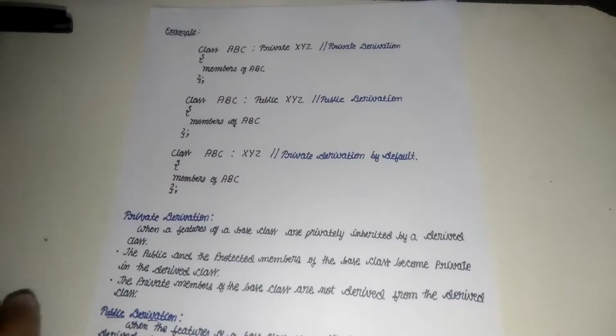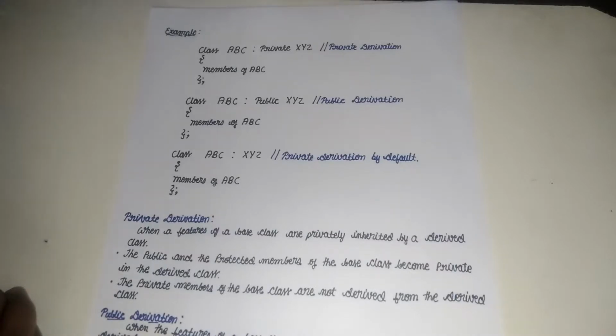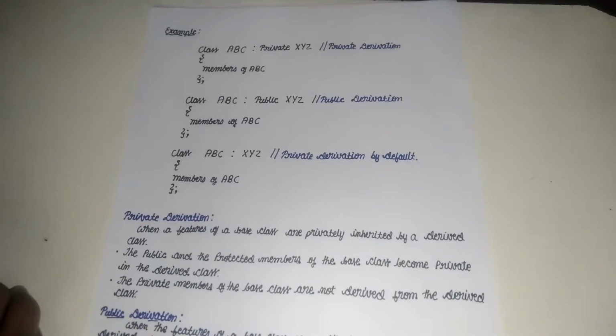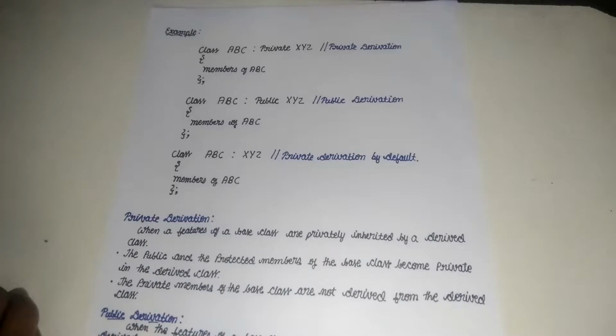Now we can see the various possibilities in which the visibility modes can be used. Those two possibilities, as said earlier, are public derivation or private derivation, or private derivation by default. Let's see this example one by one. First, we will see the private derivation.